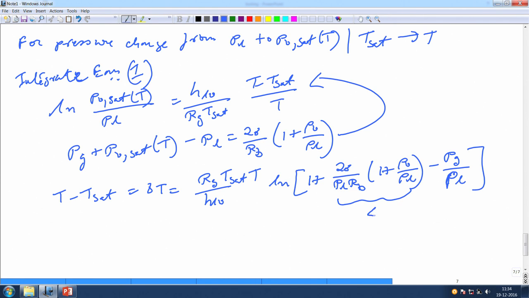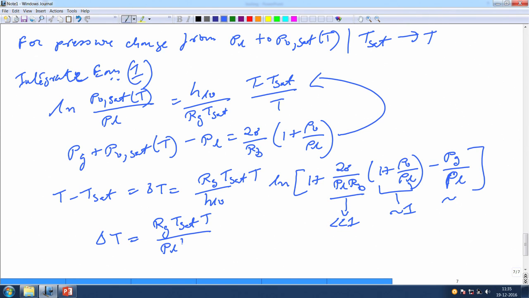This particular term is much less than 1. Not just this term, once again. This particular term, only this one, is much less than 1. This particular term over here is almost equal to 1, because rho v by rho L is a very small number. Okay. So, what you get is that delta T is equal to Rg T sat into T divided by PL into HLV, 2 sigma by Rb minus Pg.